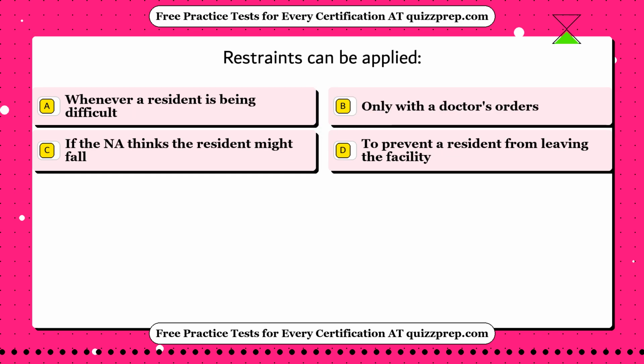Question 67. Restraints can be applied. Option A, whenever a resident is being difficult. Option B, only with a doctor's orders. Option C, if the NA thinks the resident might fall. Option D, to prevent a resident from leaving the facility.